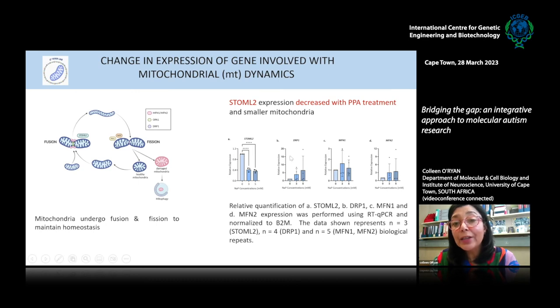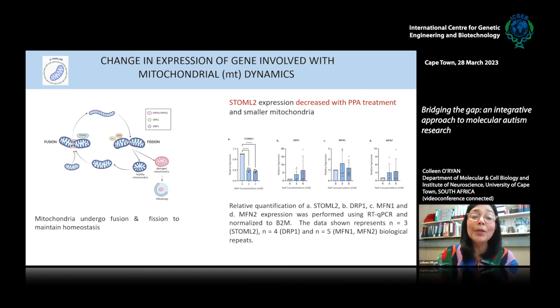We did not find any change in expression for the genes that were responsible for mitochondrial fusion, that is making mitochondria bigger. Nor did we find any changes in genes that make mitochondria smaller, which is TPR1. Data is the data, but we did find a decrease in gene expression of stromal. So the gene that normally makes mitochondria bigger as a compensatory method, if there's dysfunction, that gene was dysregulated. We had less of that gene made.